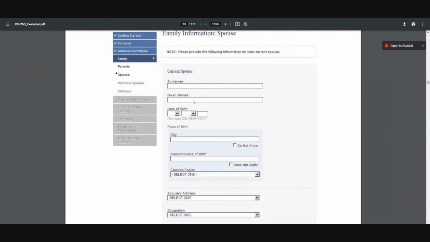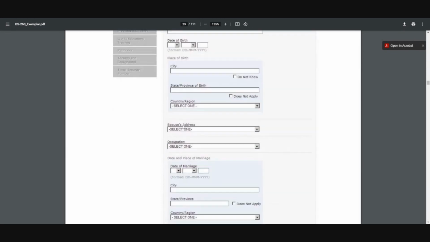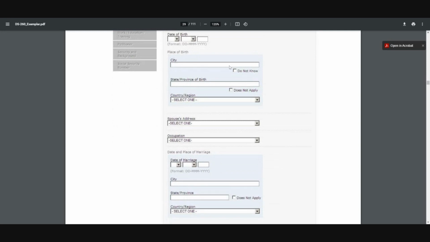Now, if you are a lady, make sure that the name that is on your passport is what you put here. Do not add any other name. Even if you have your surname as your dad's name, let it stay like that. Then the city where you are born, province of birth, and the region or the country where that person was born. Very, very important. So I would say, like, if it was me, Kenya Central.